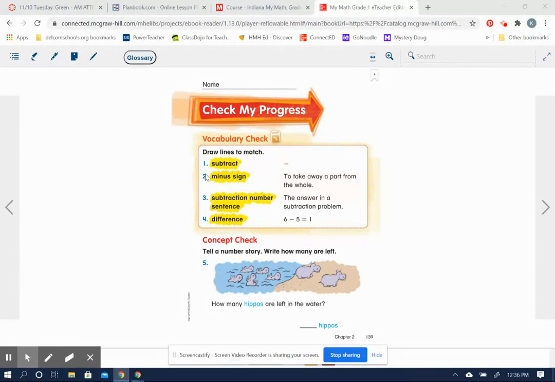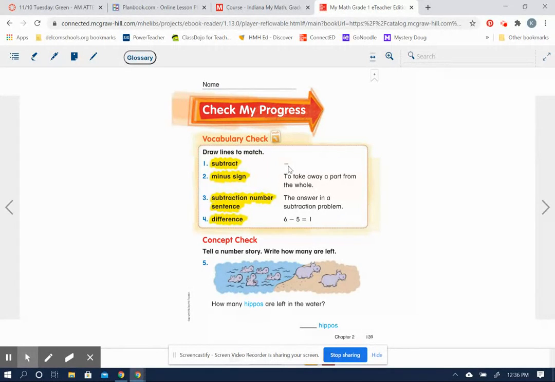Okay, these first 4 items here are the vocabulary check. We need to draw lines to match. So these vocabulary words say number 1 is subtract, minus sign, subtraction number sentence, and difference. Then over here is what you're going to match it to. If you know what this is, I want you to draw a line from here to one of these words.